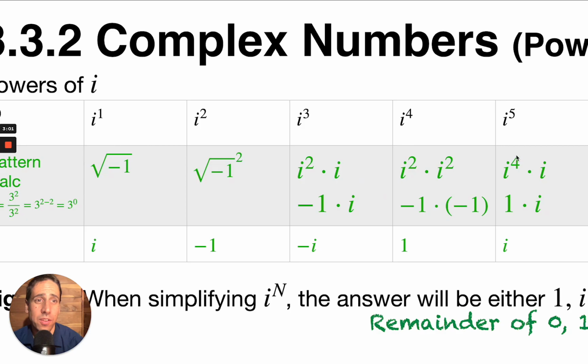So i to the fifth. I don't know what i to the fifth is, but I do know what i to the fourth is. i to the fifth would be i to the fourth times i to the first. i to the fourth is just 1. So 1 times i is going to be i.